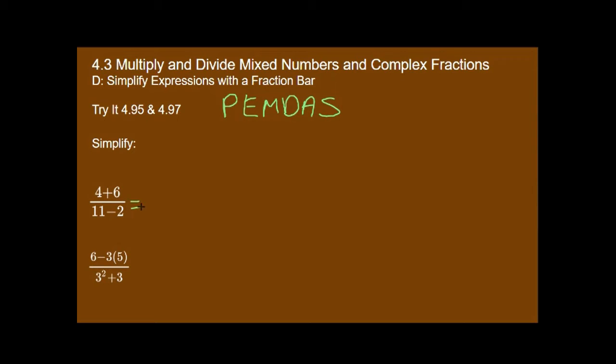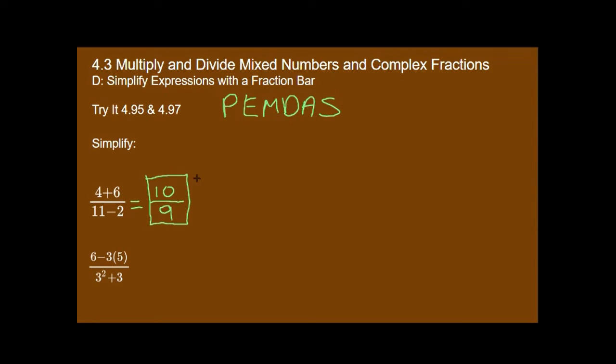Let's start with the top one. So we're going to do the numerator first. 4 plus 6 is 10. 11 minus 2 is 9. Okay, so I got everything reduced down to just one term on the top and one term on the bottom. And now I need to check and see if this is reducible. I have 10 and 9, and there is no number other than 1 that will divide into each of those evenly. And so I'm going to go ahead and leave it like that.